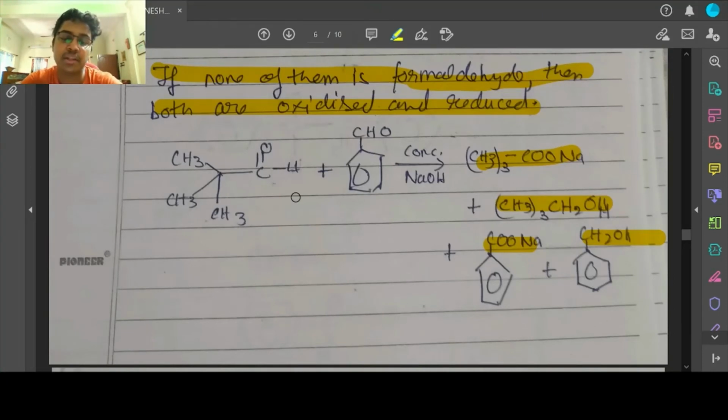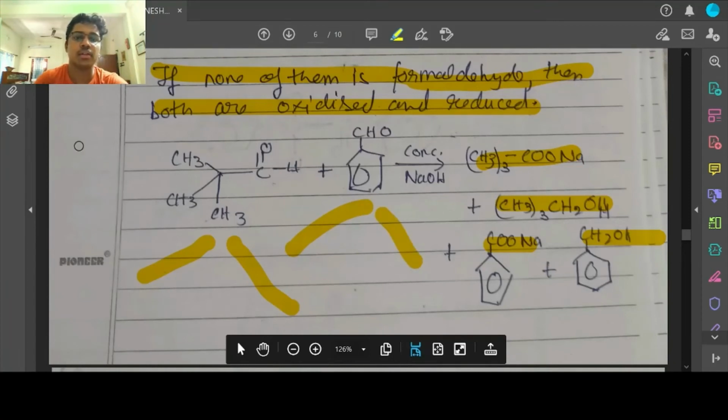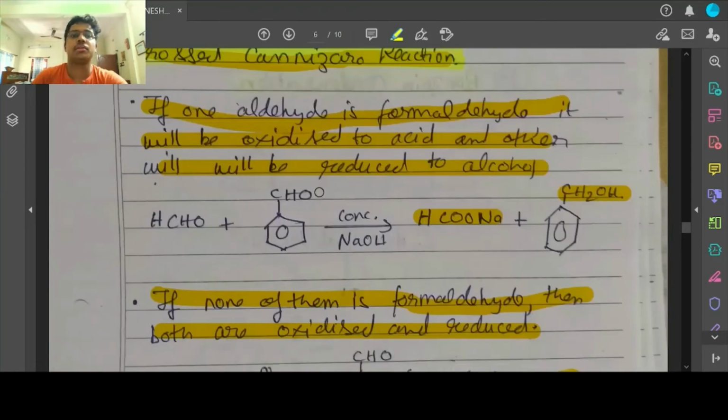This is very important because many times it has come in exams, so that's why I am telling you. Understand this: there are totally four compounds. This forms two compounds, and this forms two compounds. This forms the oxidized product, this forms a reduced product, this forms an oxidized product, this forms a reduced product, like that.